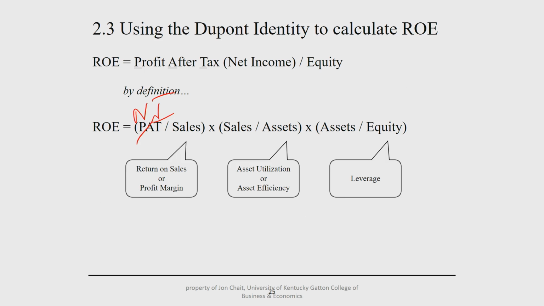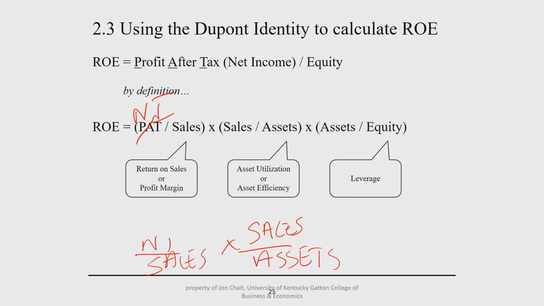And if you notice here, if we write it out this way, NI divided by sales times sales divided by assets. By the way, you can't complain about my handwriting. Every student I've had in the past has complained about my handwriting, so I no longer take handwriting complaints.